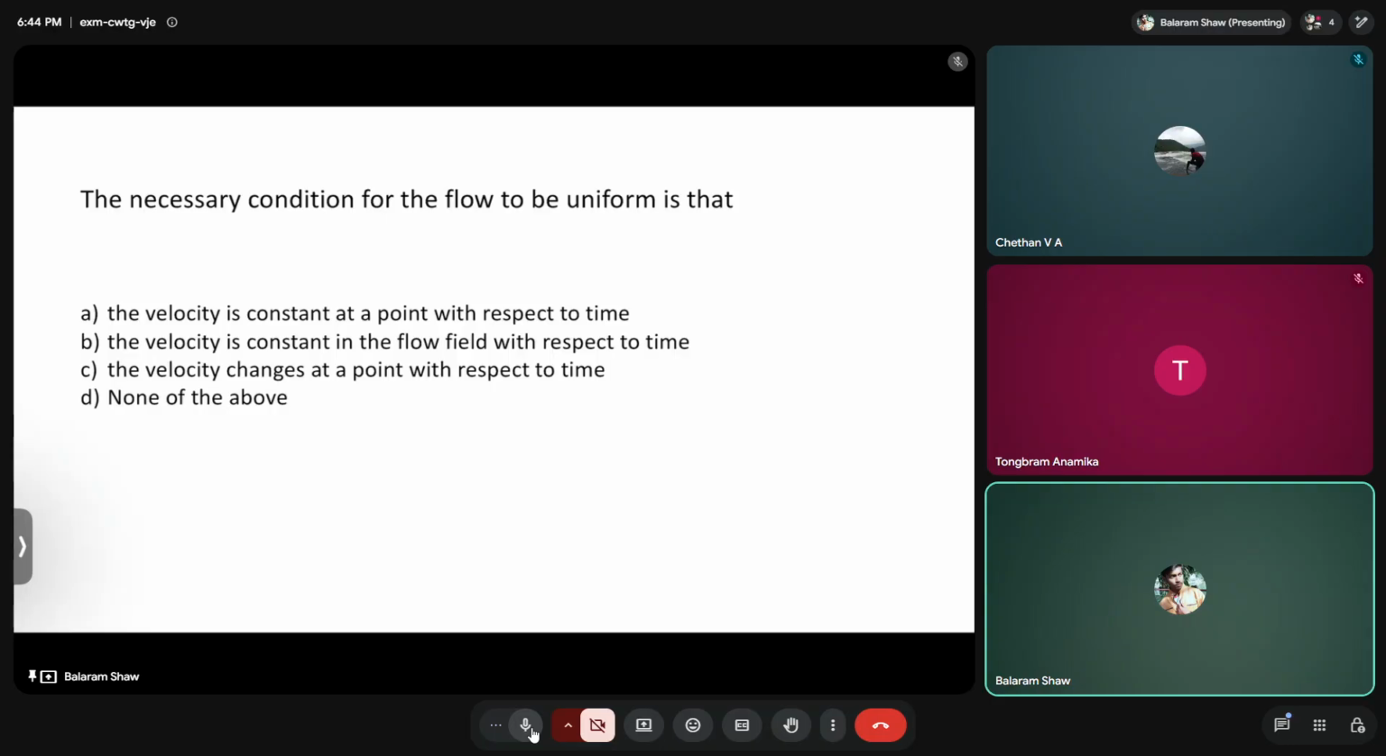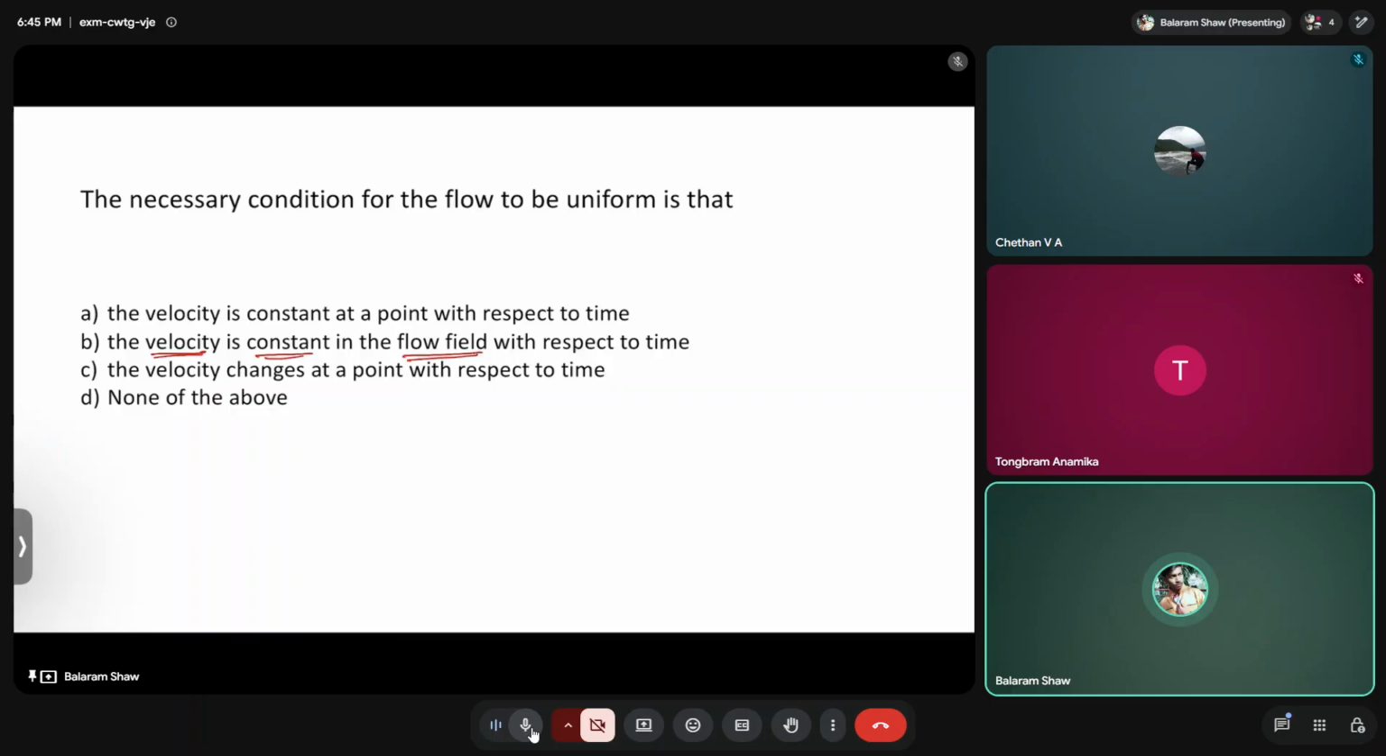So uniform, we have seen the characteristics will be constant with respect to the space, right? So here, which one is... D? None of the above. Let's see. Yeah, you see the option B. Here you see the velocity is constant in the flow field. In the flow field, as in the whole space.